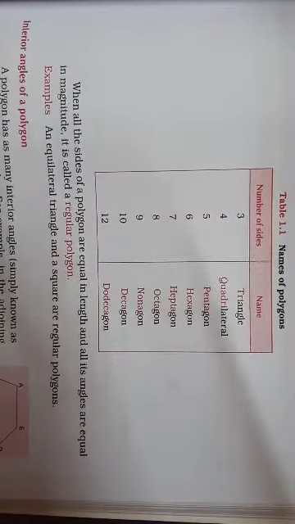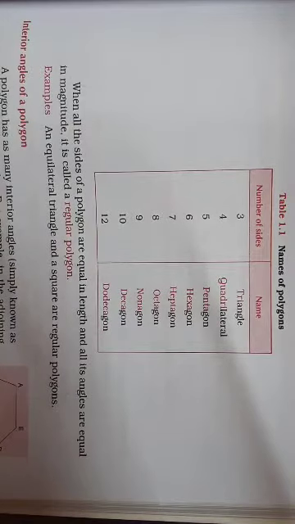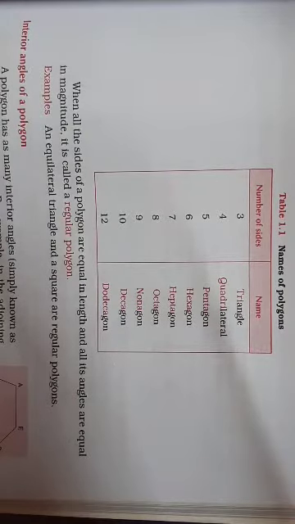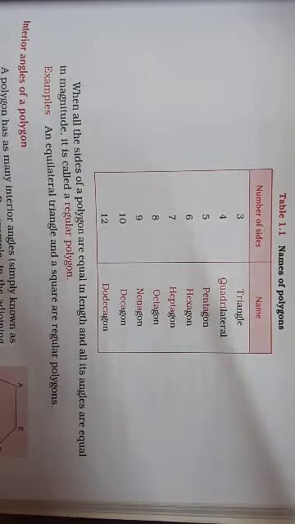Now, they are also saying that if a polygon has all sides equal, that means all the interior angles will also be equal, then the polygon will be called a regular polygon. So a regular polygon is a polygon with sides which are equal to each other and with all angles included, they are also equal. As an example, an equilateral triangle where all the 3 sides are equal is a regular polygon.